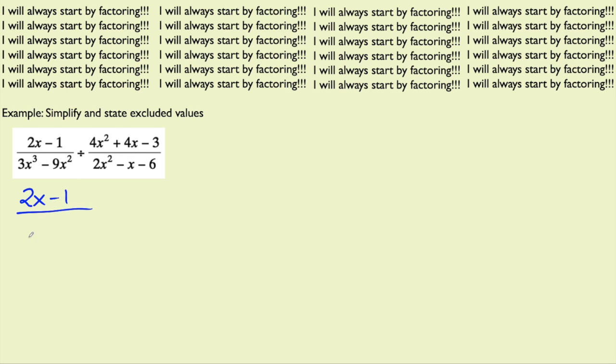3x cubed minus 9x squared. I'm going to take out a 3x squared, it looks like. Yes. And that's going to give me an x minus 3. I'm going to divide that by. There's no common factor here, so I'm going to factor that. Let's see. So factoring that real quickly. So it looks like this one factors to 2x minus 1 and then a 2x plus 3.